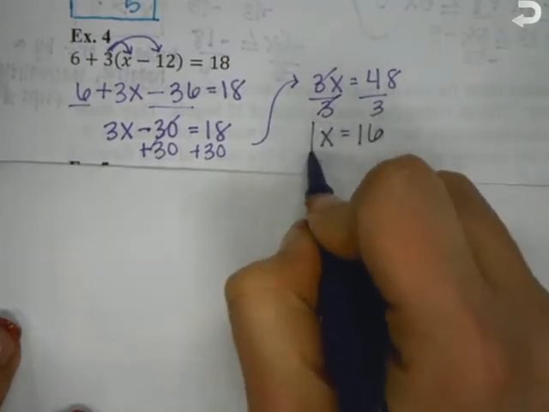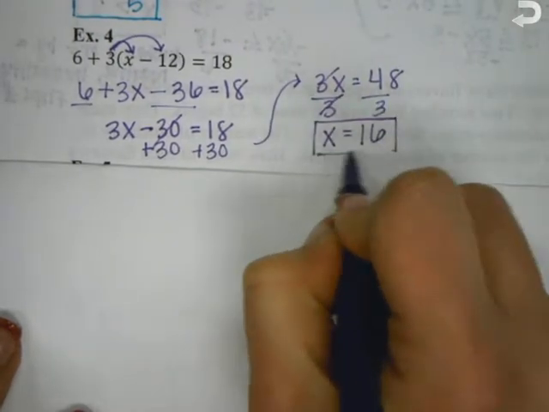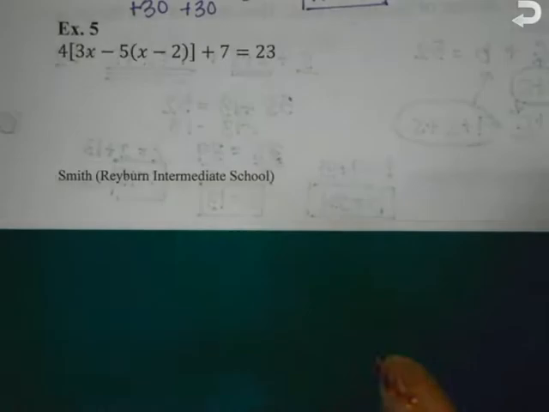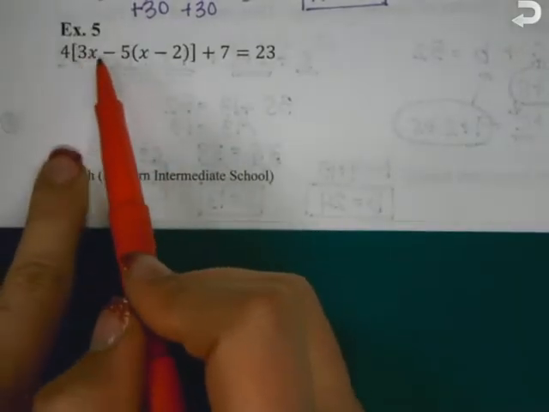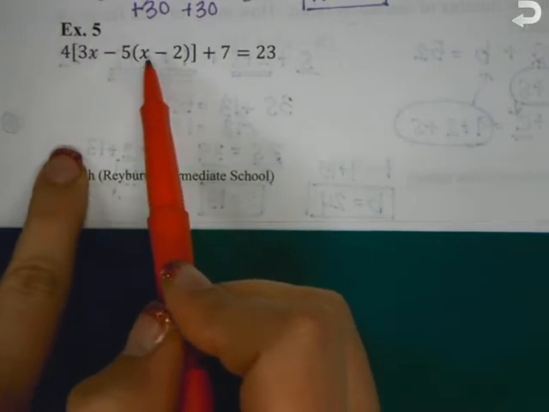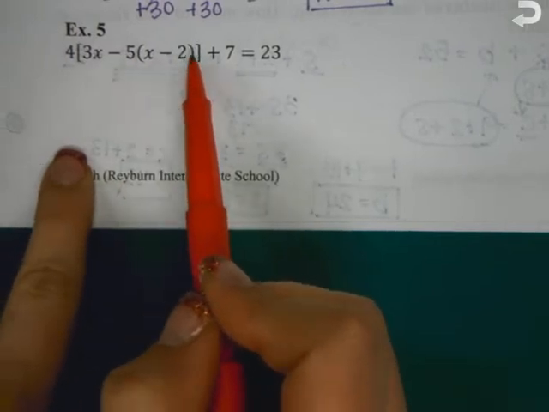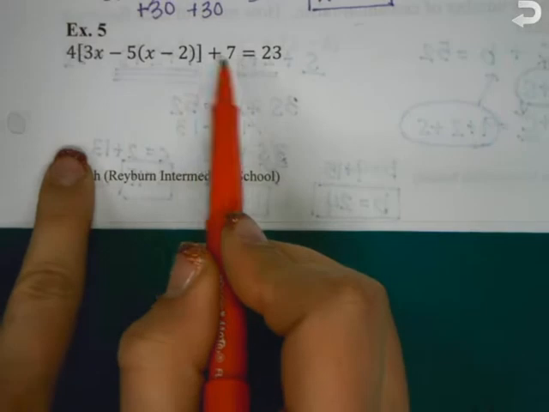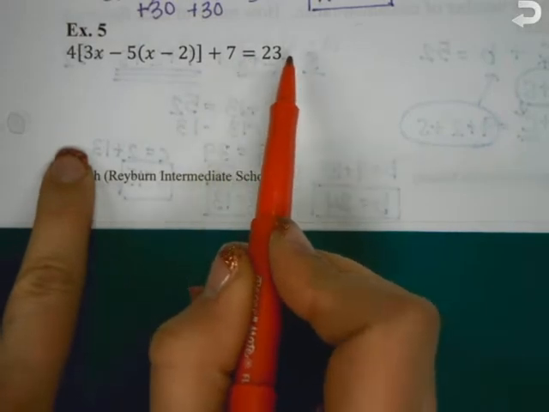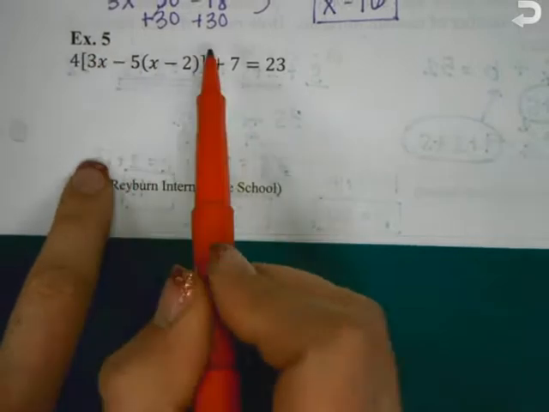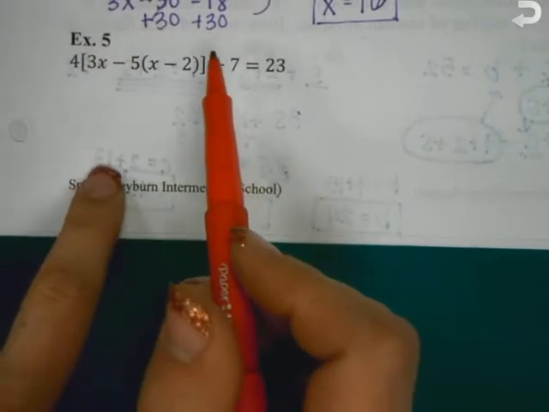Number 5, 4 times 3x minus 5 times x minus 2. All of that plus 7. All of it equals 23. Okay, we have 2 sets of parentheses, correct? Where do I start when I have more than one set of parentheses? Inside. So let's look inside.